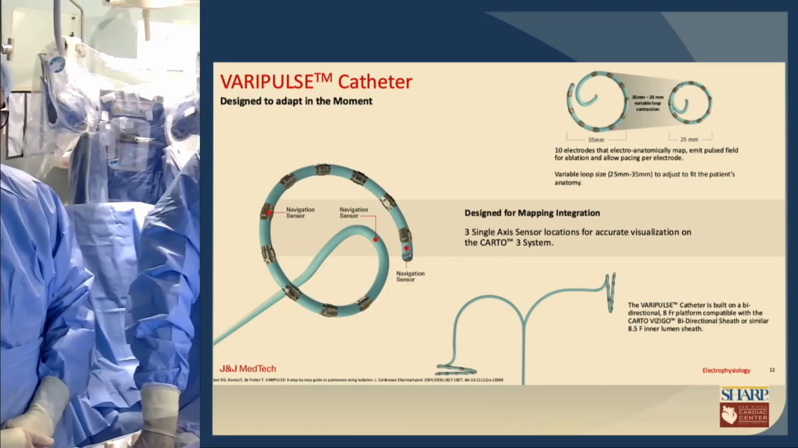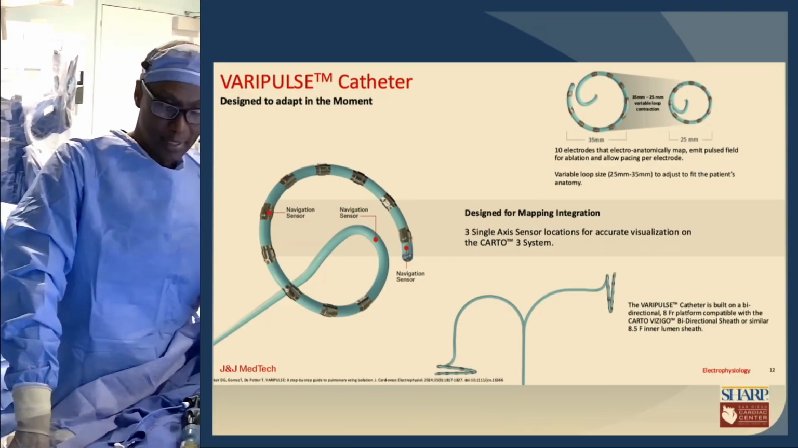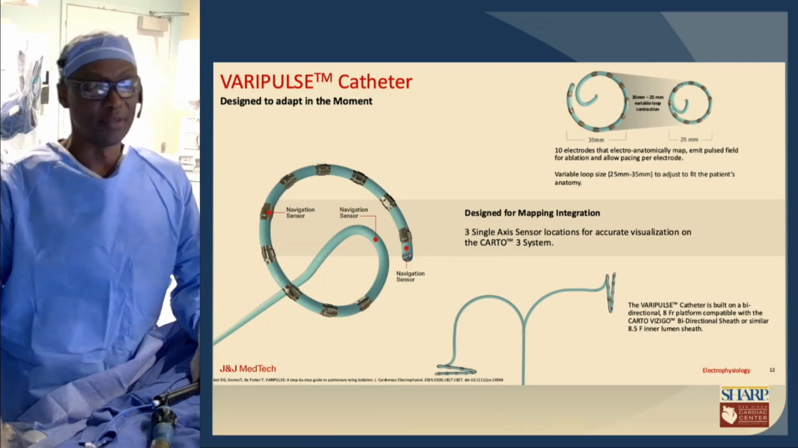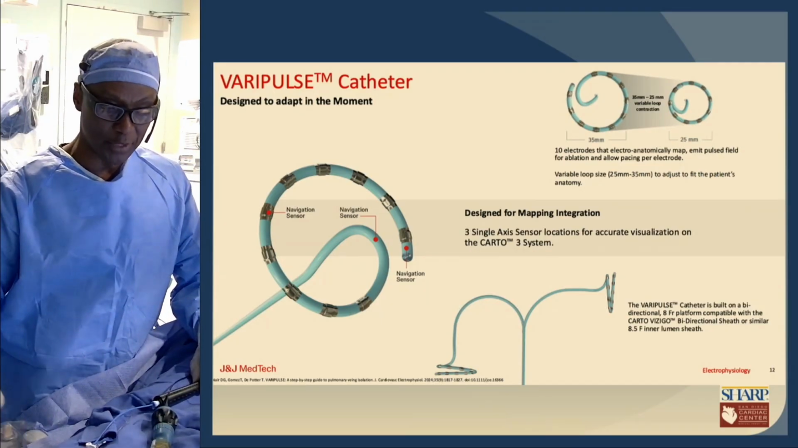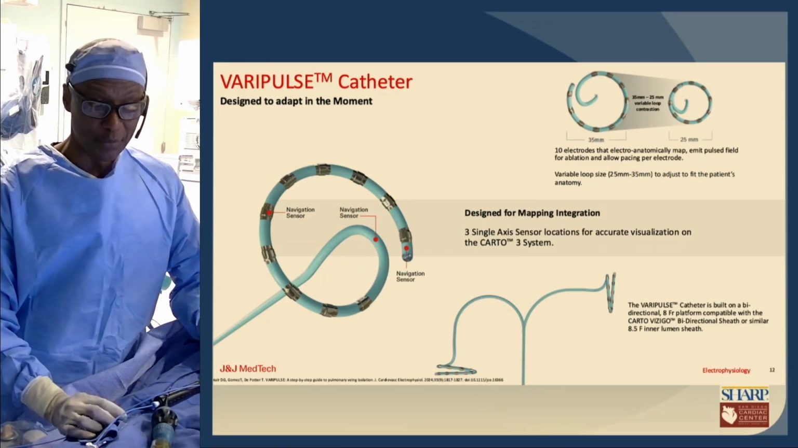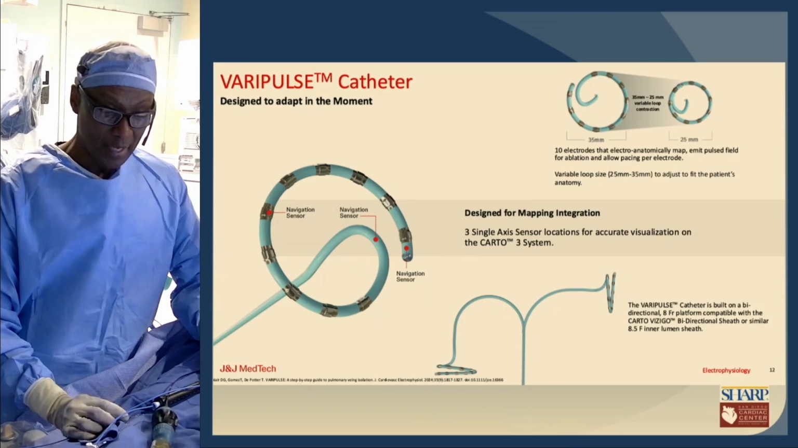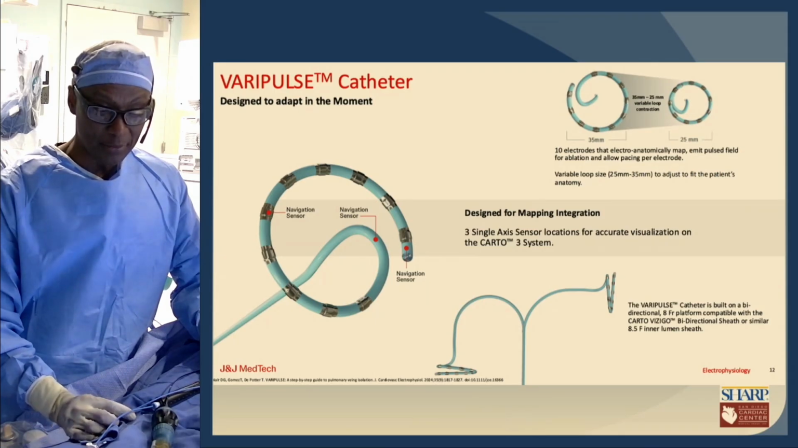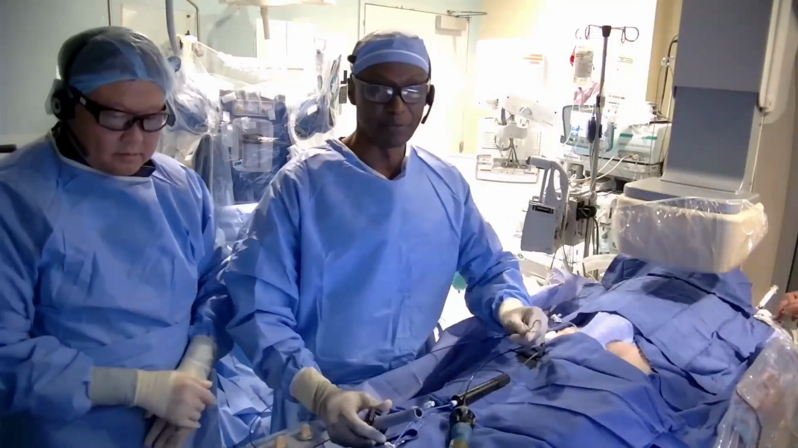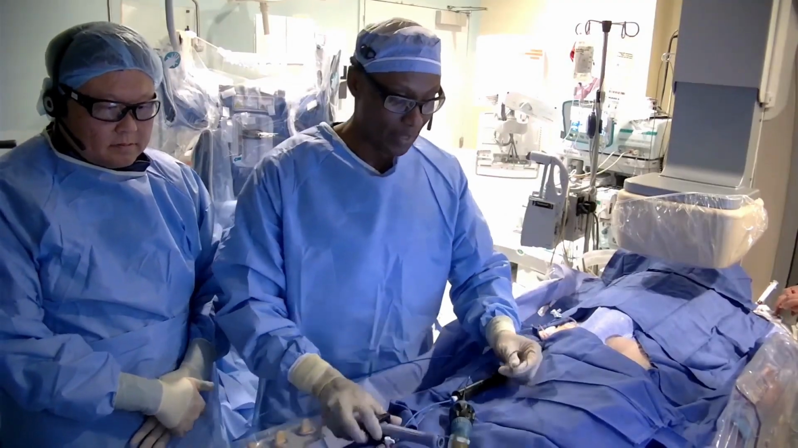So the Variable catheter is an 8 French catheter, which has 10 electrodes. It is the previous version of a lasso, which is actually expandable from 25 millimeters to 35 millimeters. Each electrode is 3 millimeters with a 7 millimeter spacing. And I will demonstrate for you just the catheter itself if we can focus in on the catheter.